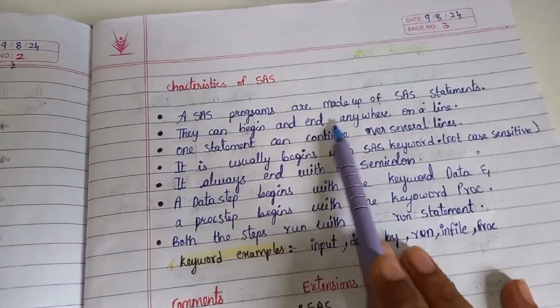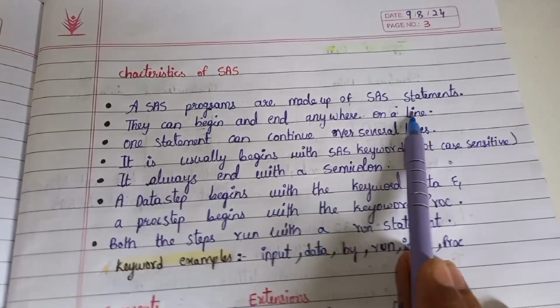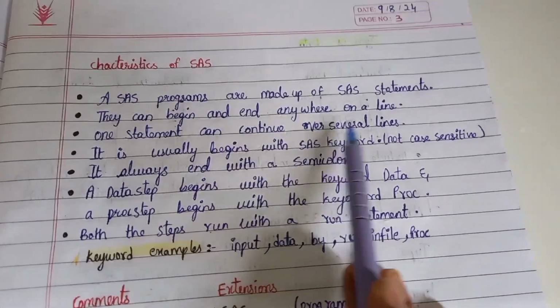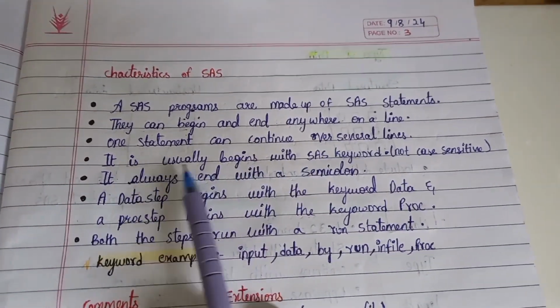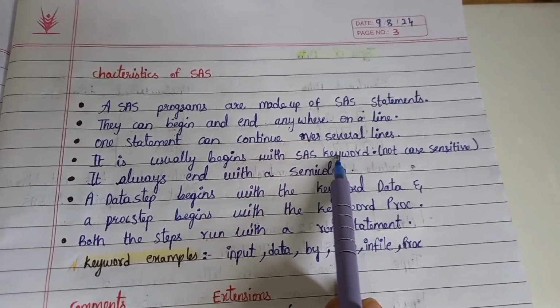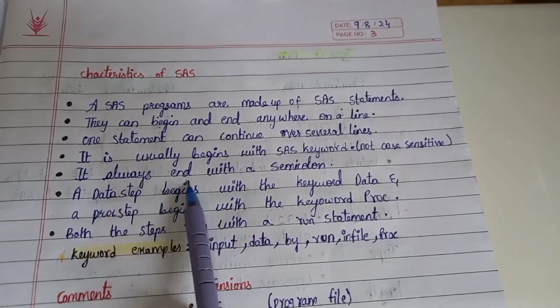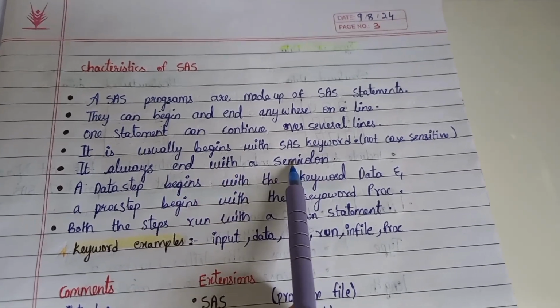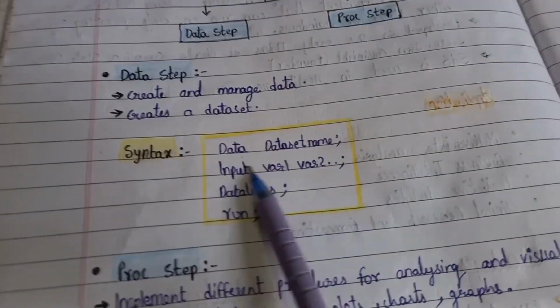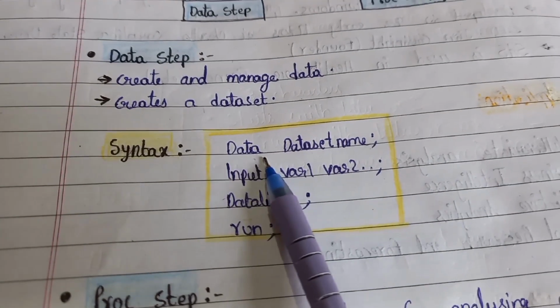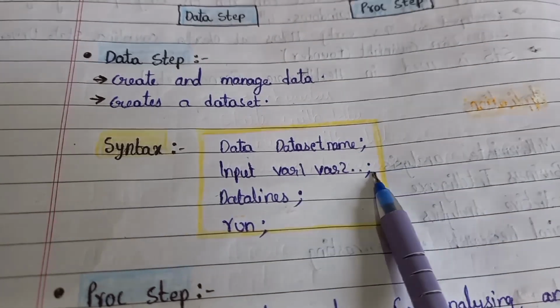And they can begin and end anywhere on a line. Okay. One statement can continue over several lines. It usually begins with a SAS keyword, and the SAS keyword is not case sensitive. It always ends with a semicolon. As I said here, it begins with the keyword data and ends with a semicolon.